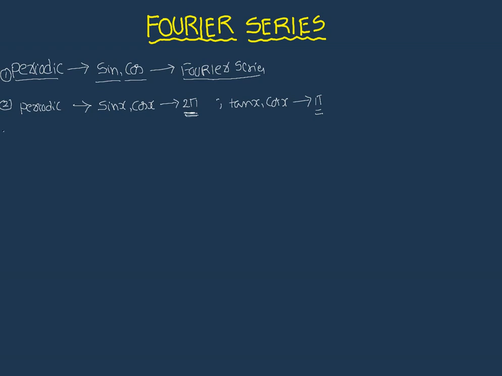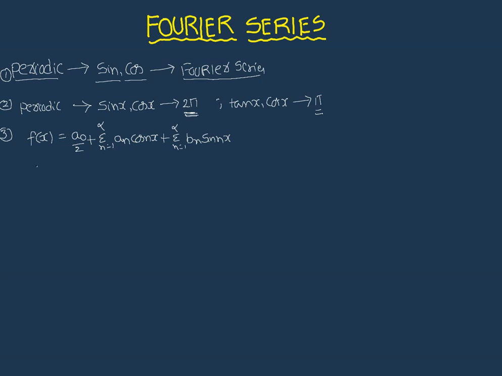Next, the Fourier series of a function f of x can be written as a naught by 2 plus sigma n equal to 1 to infinity a n cos nx plus sigma n equal to 1 to infinity b n sin nx. So this is the Fourier series expansion of a function f of x.